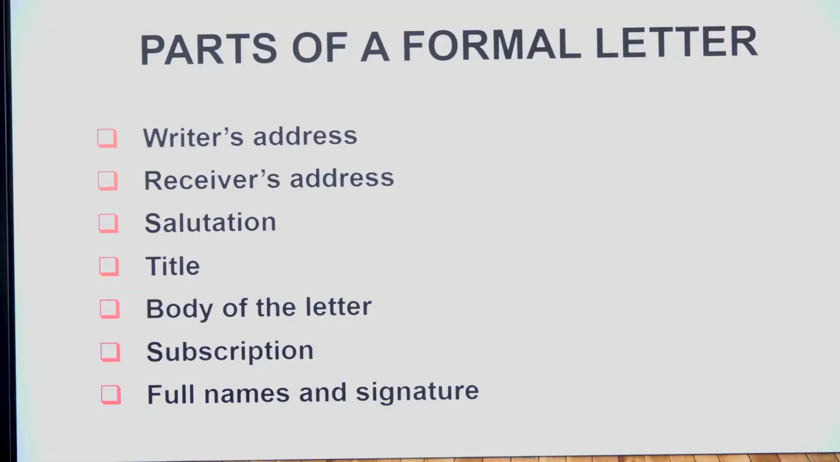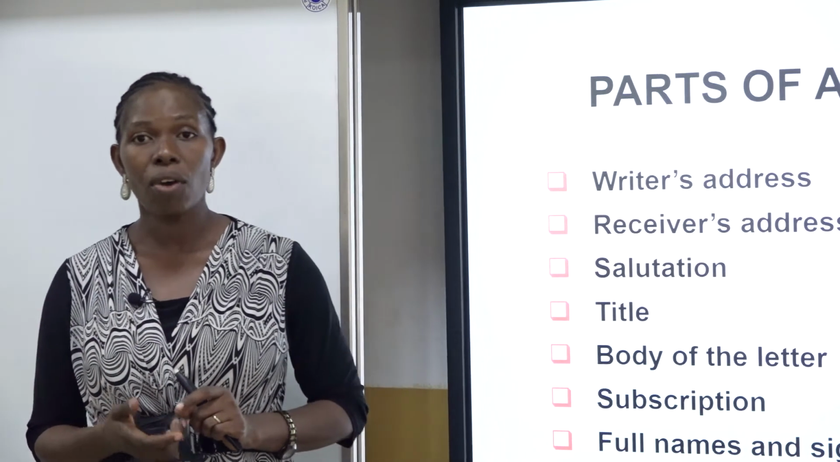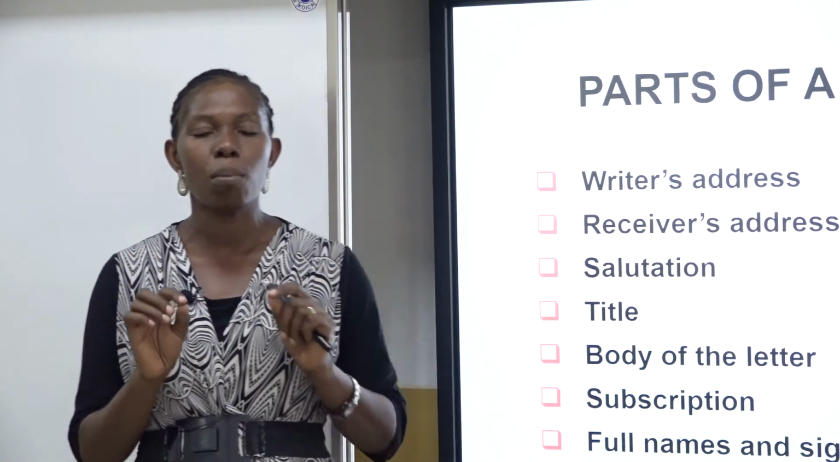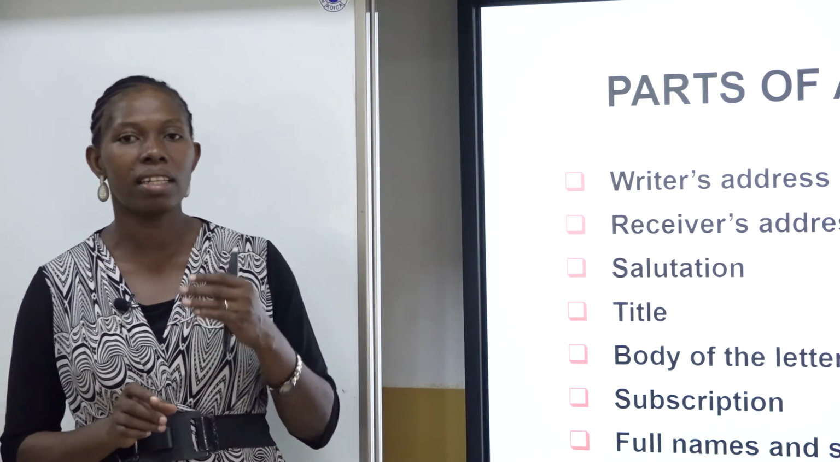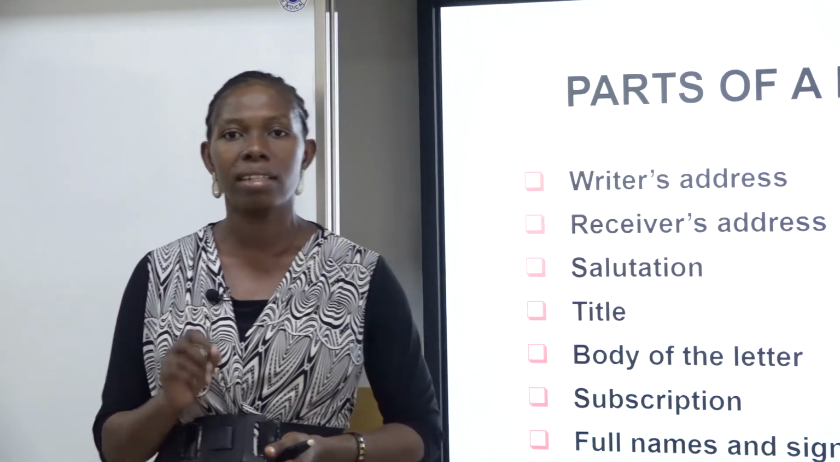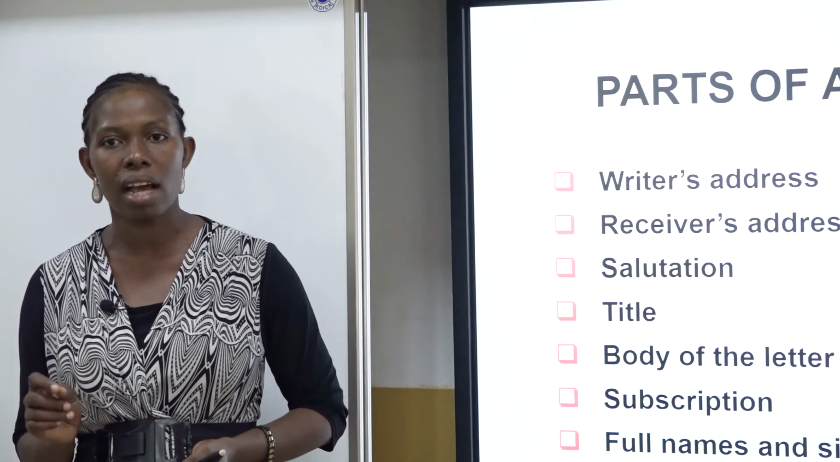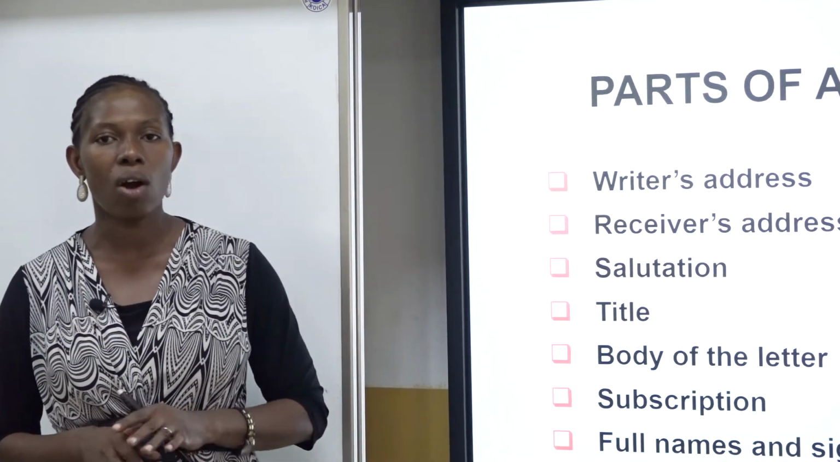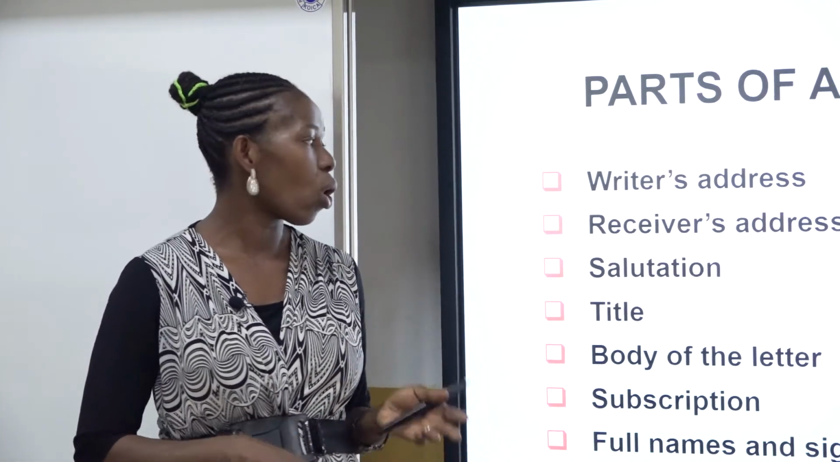We have the title. After the salutation, the title comes next. What is the title? The title of a formal letter is like a theme. It shows you what the letter is going to talk about. If you are writing a letter of employment, the title will show that this letter is about employment. You can say a letter of employment. You can title it employment letter. You can title it application for an appointment. Those are all examples of title or caption.